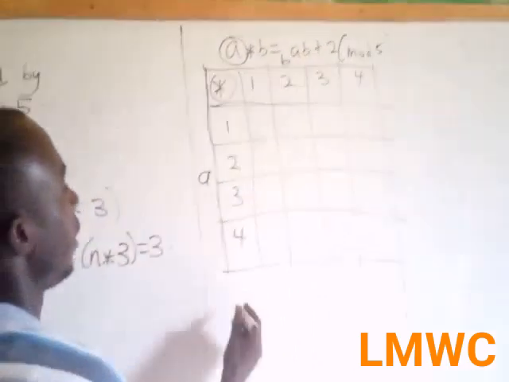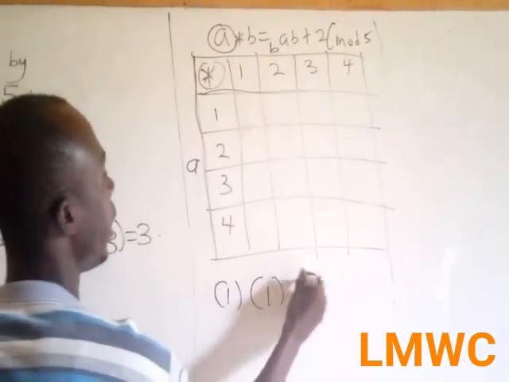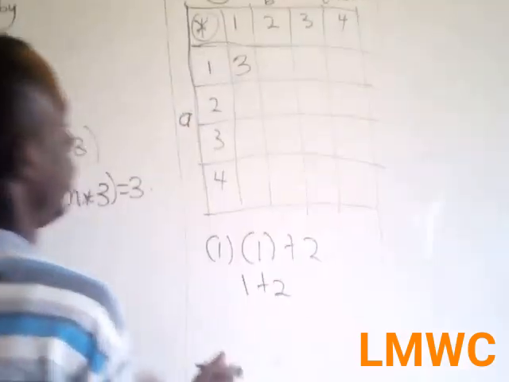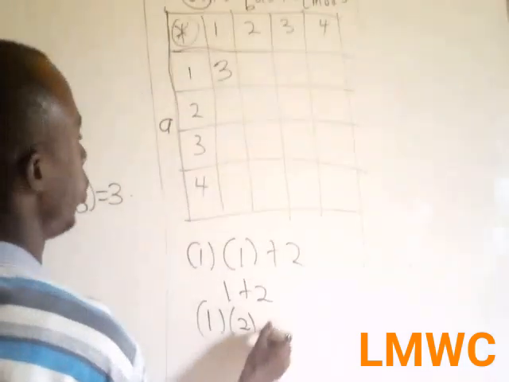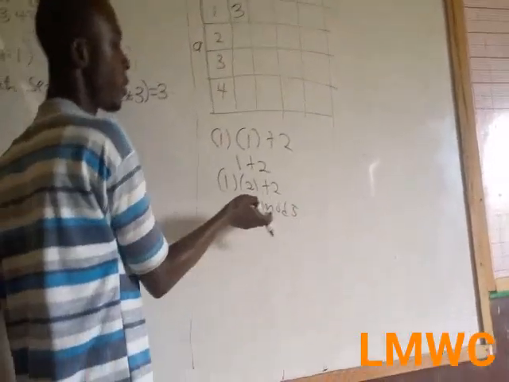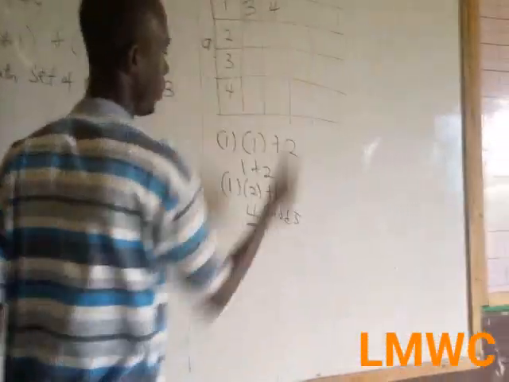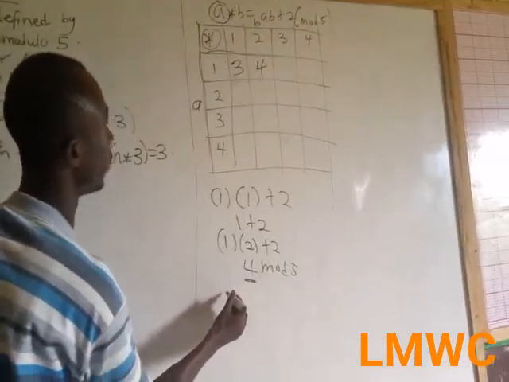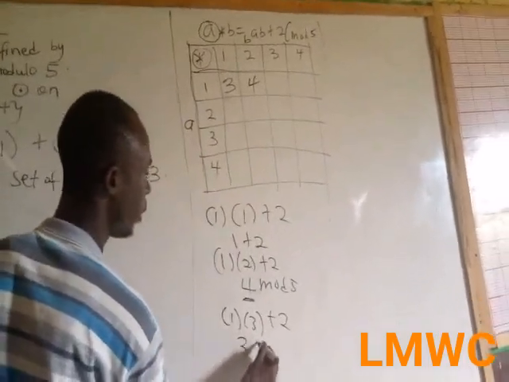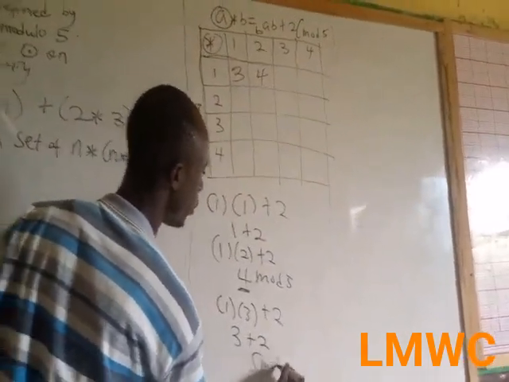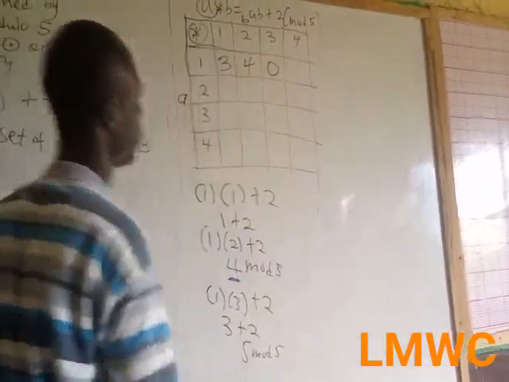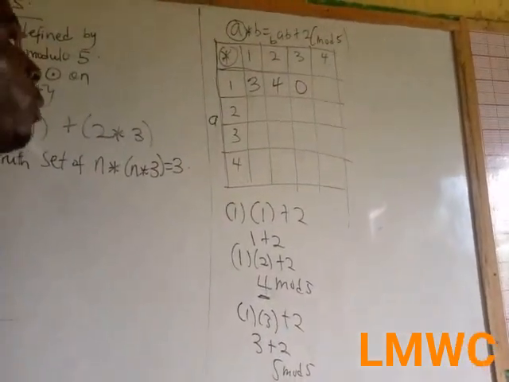Now what is A? A is 1, B is 1, plus 2. 1 times 1 is 1 plus 2, we have 3 here. We have 1, 2 plus 2. 1 times 2 is 2 plus 2 is 4. So 4 mod 5. This 4 is less than the mod, so you write 4. We have 1 and 3. So 1, 3 plus 2. 1 times 3 is 3 plus 2 is 5 mod 5. So 5 goes into 5 once. Remainder 0. You write your 0. Because in mod we are dealing with remainders.